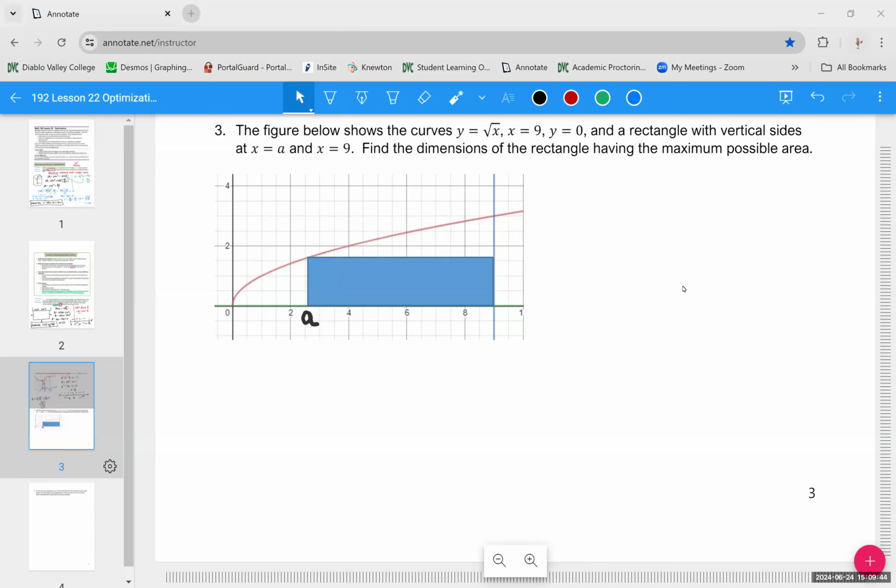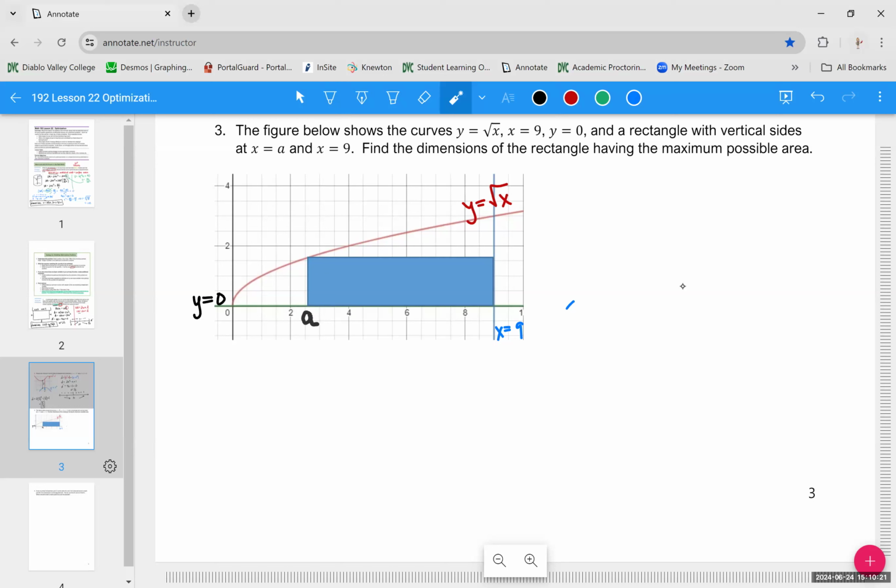All right, next example, optimization. In this figure, we have the curves of y equals the square root of x. So that is clearly this red function graphed here. And then we have a rectangle. Oh, sorry, skipped the rest of it. x equals 9, so that appears to be this vertical line. And y equals 0, which is, of course, just the x-axis. So we have these three curves, and you can tell that they kind of make an enclosed area, right?